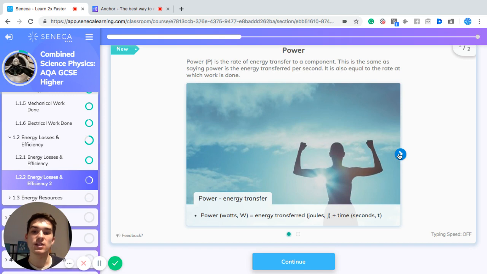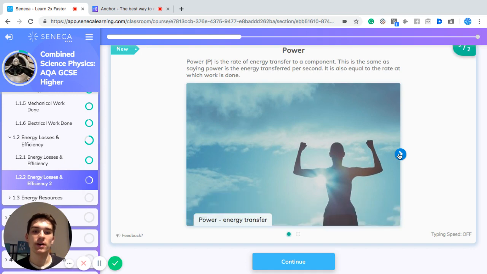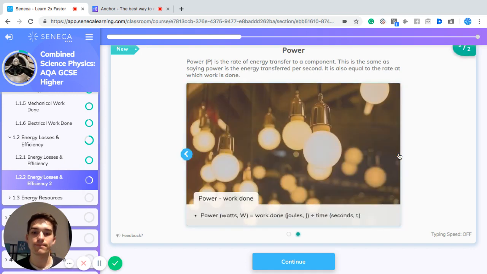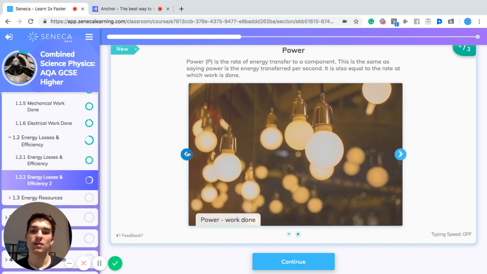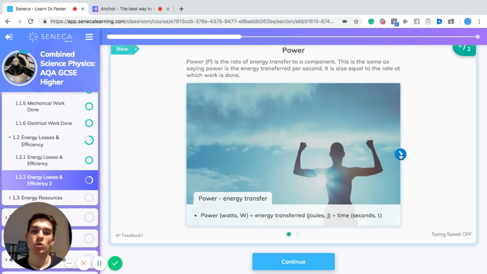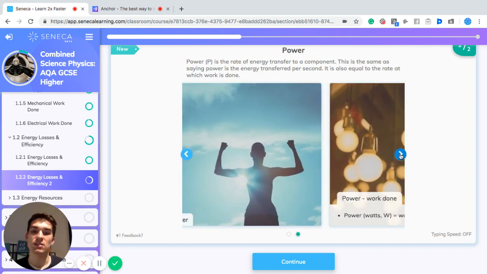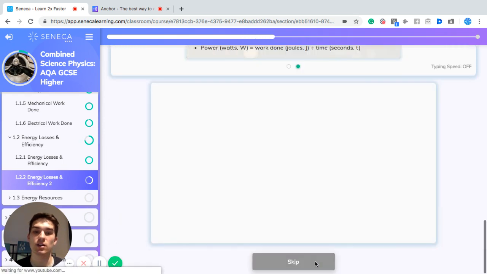Now, the units you need to know are power in watts equals energy transferred in joules divided by time in seconds. You also need to know the equation for power in terms of work done. So again, power in watts equals work done in joules divided by time in seconds. And what you can take from that is the energy transferred is the same as the work done.